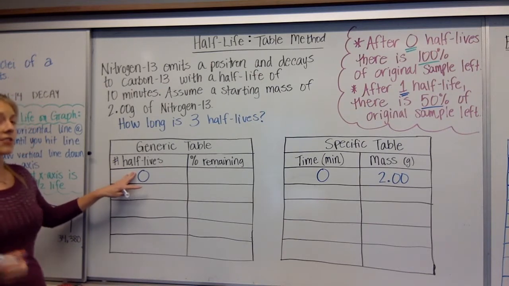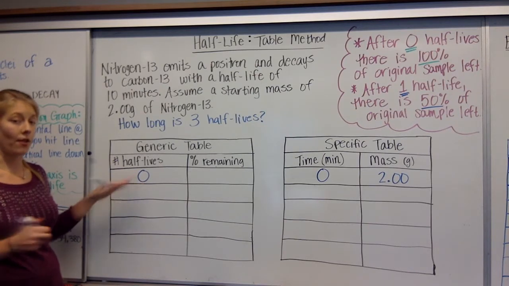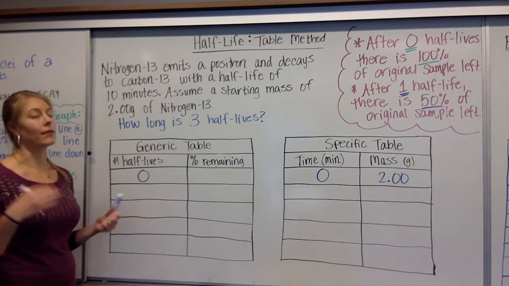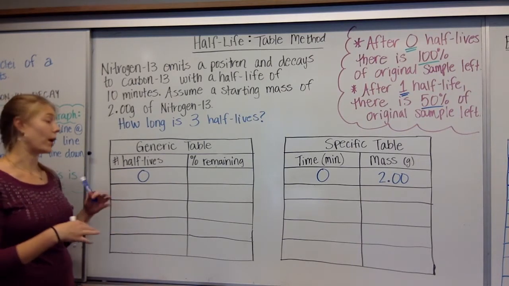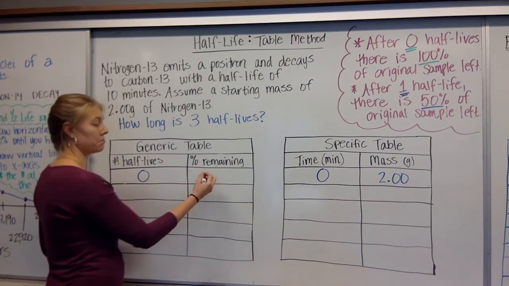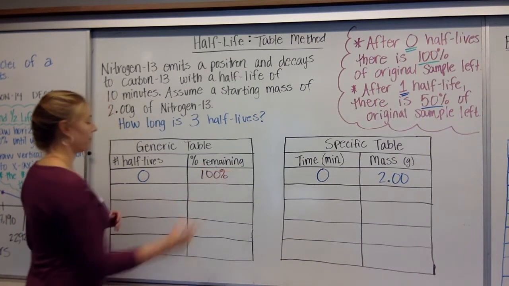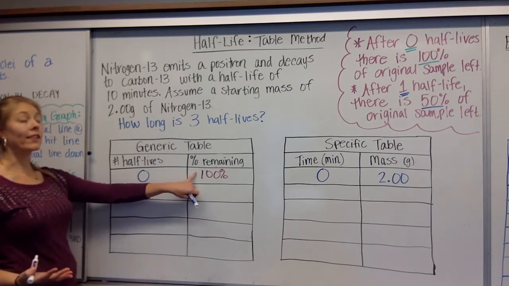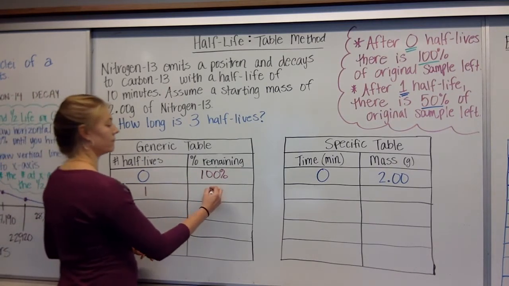We always want to start at 0 half-lives, otherwise your table is going to get messed up, and you'll be off by 1 half-life. So at 0 half-lives, how much of my sample is remaining? 100%. At 1 half-life, how much is remaining? Well, what's 50% of 100? 50%.